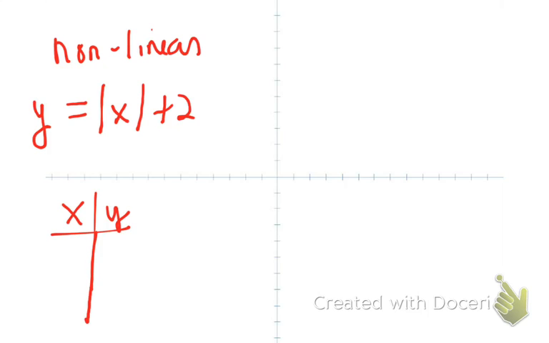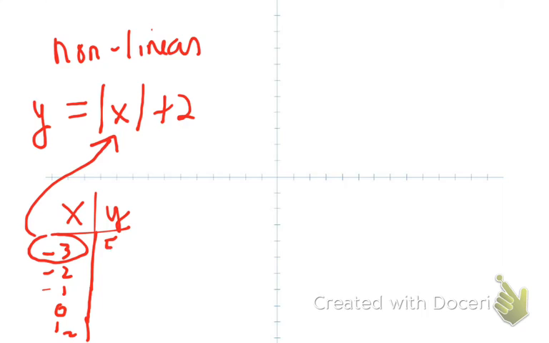So a lot of people say, what am I going to pick for x? I always say just pick a couple numbers to the left of 0, and a couple numbers to the right of 0. So take negative 3, put it in for x. Absolute value of negative 3 is 3, plus 2 is 5. And just so on and so forth, and keep doing that. Now put negative 2 in for x. Absolute value of negative 2 is 2, plus 2 is 4. See, so I'm just filling out the table. I'll hit pause.